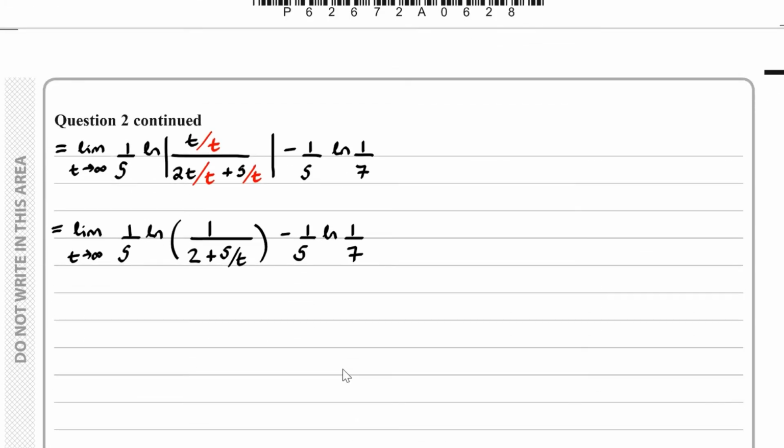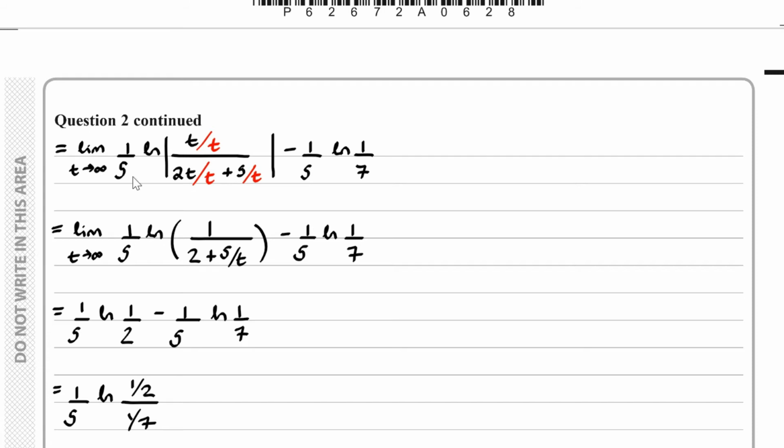And you'll notice over here, as t tends towards infinity, this term, the 5 over t, tends towards 0. So we've got 1 over 5 times the natural log of 1/2 minus 1 over 5 times the natural log of 1 over 7. And if we combine these logs together using the subtraction rule of logs, we have over here 1 over 5 times by the natural log of 1/2 over 1/7.